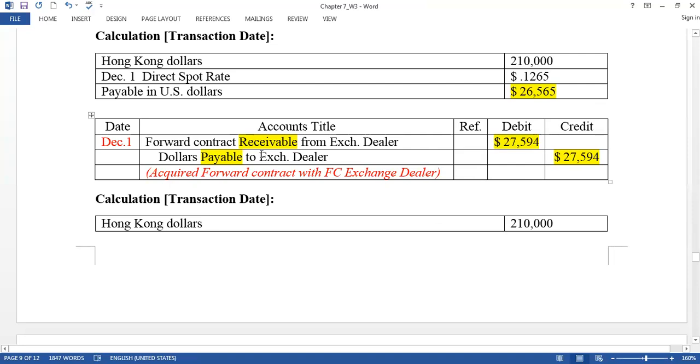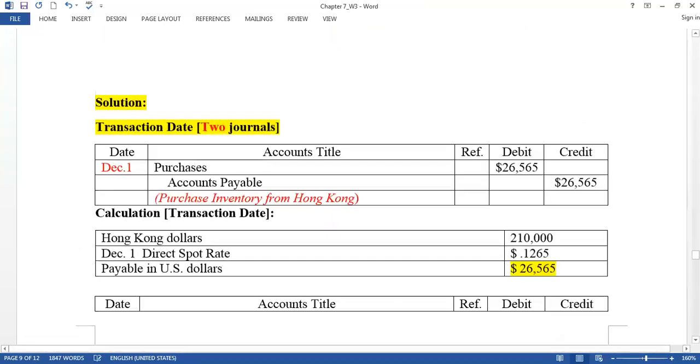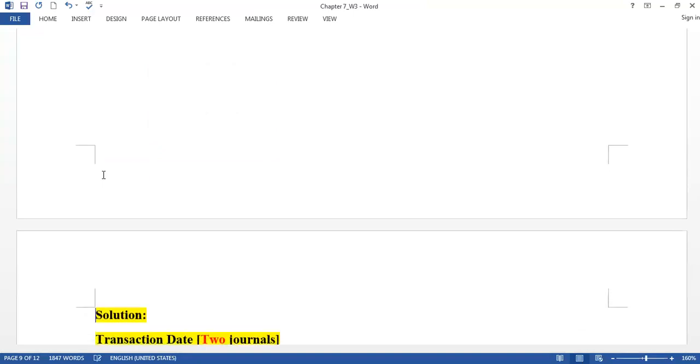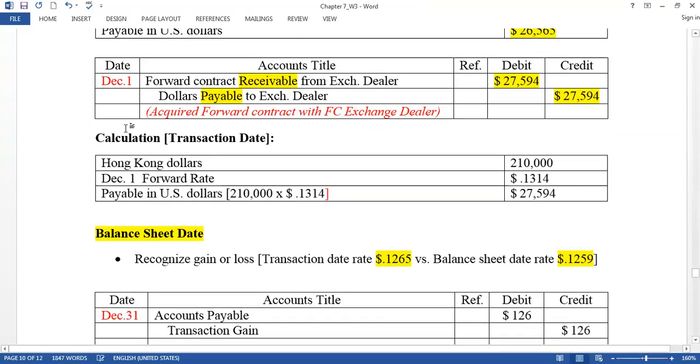So that's why it is receivable from exchange dealer and payable to exchange dealer. So this is the solution for the transaction date. Do you understand? This number is locked.